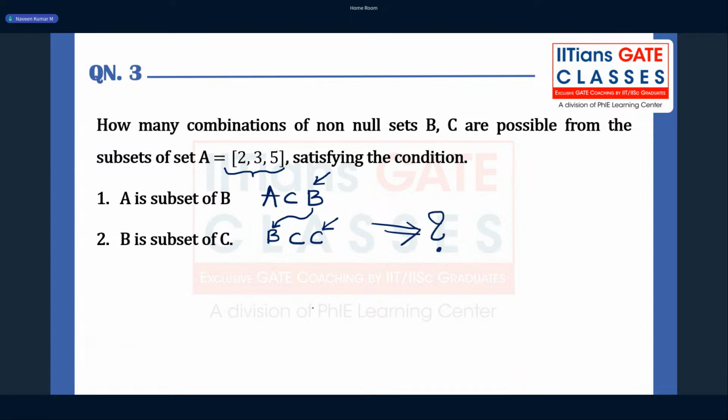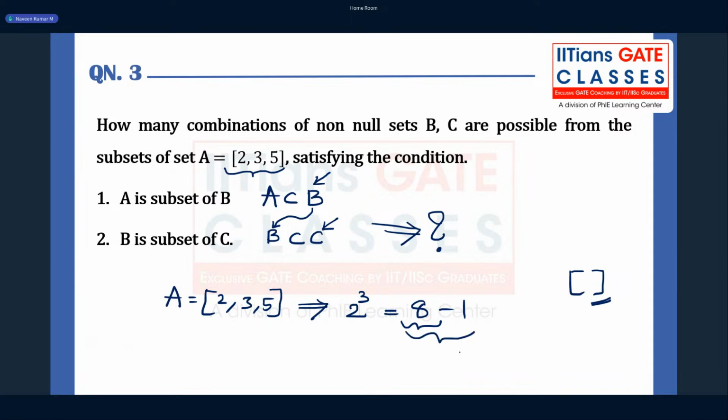But if you want to find out, then let's say A is 2, 3, 5, right? Then if you want to find out the number of subsets, it will be simply 2 power 3, which is 8. So these are the total number of sets. And if you want to exclude the null set, you subtract 1, then you'll get 7. So 7 will be the answer if you know the values of the elements in the set.